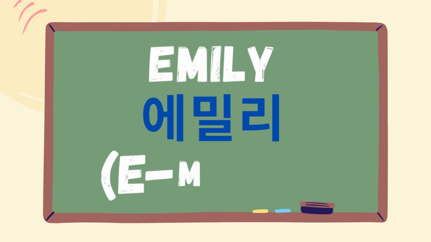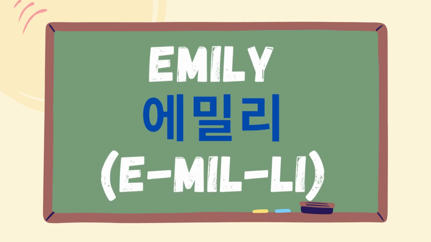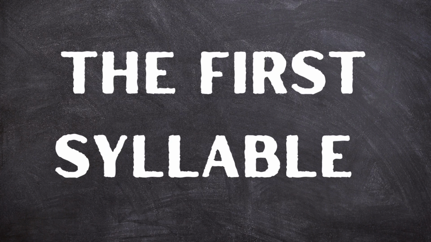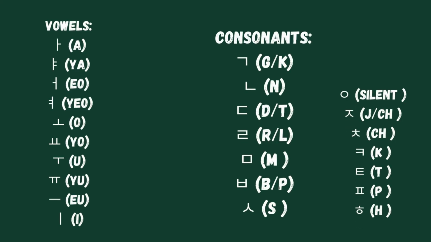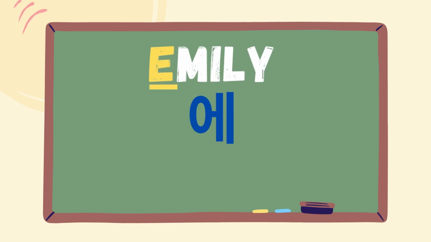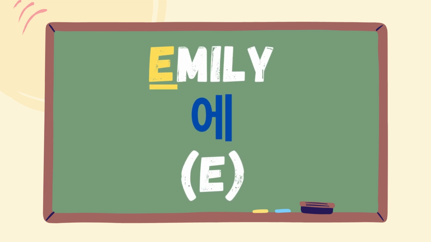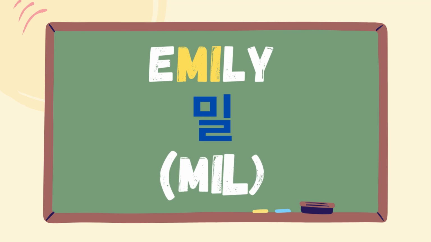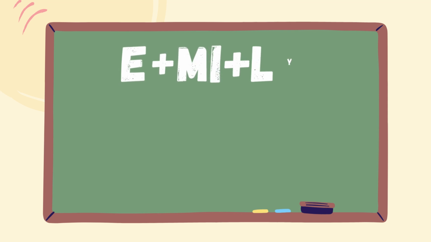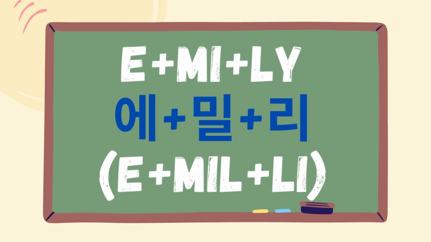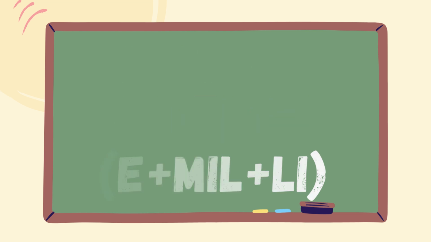For example, if your name is Emily, the Korean equivalent would be Emily. Now, step by step, write the first syllable of your name in Korean. Each syllable in Korean is made up of a consonant and a vowel. For example, the first syllable of Emily would be E. The second syllable would be mil. The final syllable would be li. Once you have written each syllable, combine them to form your name in Korean.